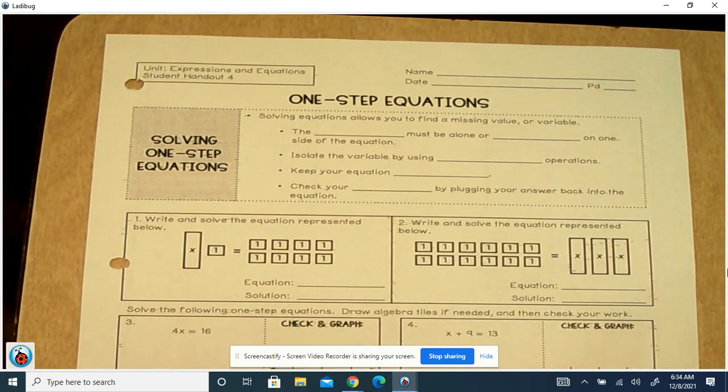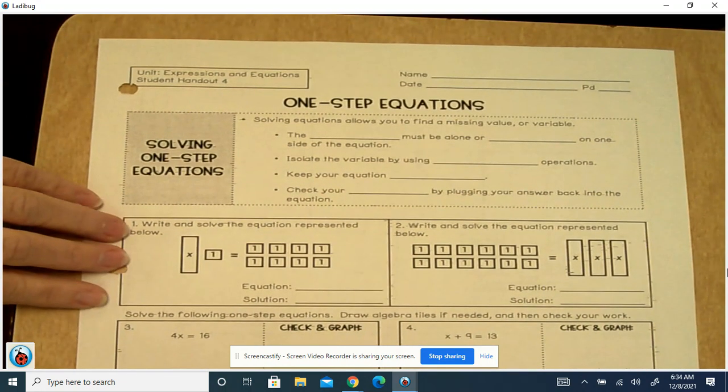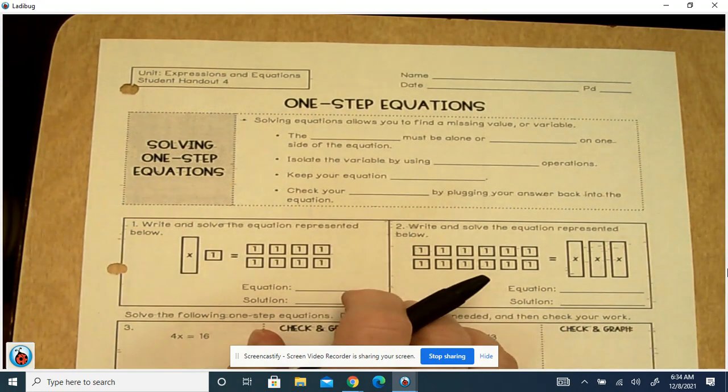This video is on one-step equations. We've done some one-step equations in flashbacks, some the basic one steps, not two steps or multi-steps. So this is the beginning of equations that we'll be doing in our class. So solving equations allows you to find a missing value or variable.